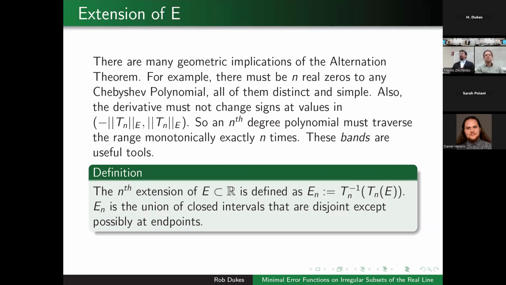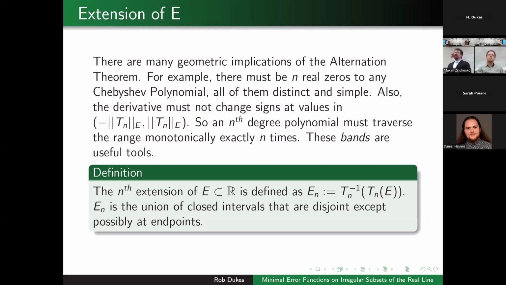And this simple theorem has a lot of really nice geometric implications. For example, if you've got these n plus 1 points that are maxes and mins, then that means there have to be exactly n zeros. It switches sign n times. They'll have to be real zeros. They'll have to be simple zeros. Again, we're still assuming E is a subset of the real line. And the derivative can only change signs at those maxes and mins. That's where it would be 0. So therefore, in between them, it must be monotonic.